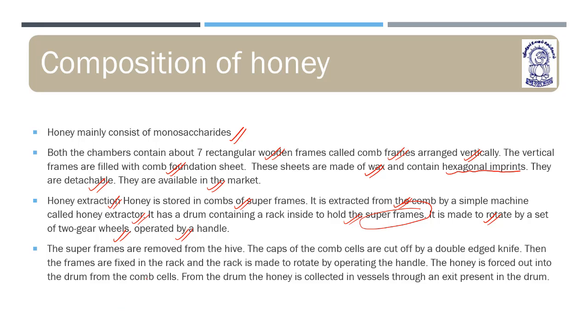The superframes are removed from the hive. The caps of the comb cells are cut off by a double-edged knife. Then the frames are fixed in the rack, and the rack is made to rotate by operating the handle. The honey is forced out of the comb cells into the drum. From the drum, the honey is collected in vessels through an exit present in the drum. So this is the extraction of honey from the superframe in a beehive.